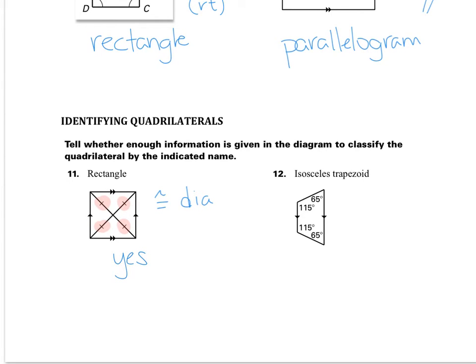An isotrap, we have base angles here, base angles here, they're congruent. One pair of parallel sides. So this is going to be a yes.